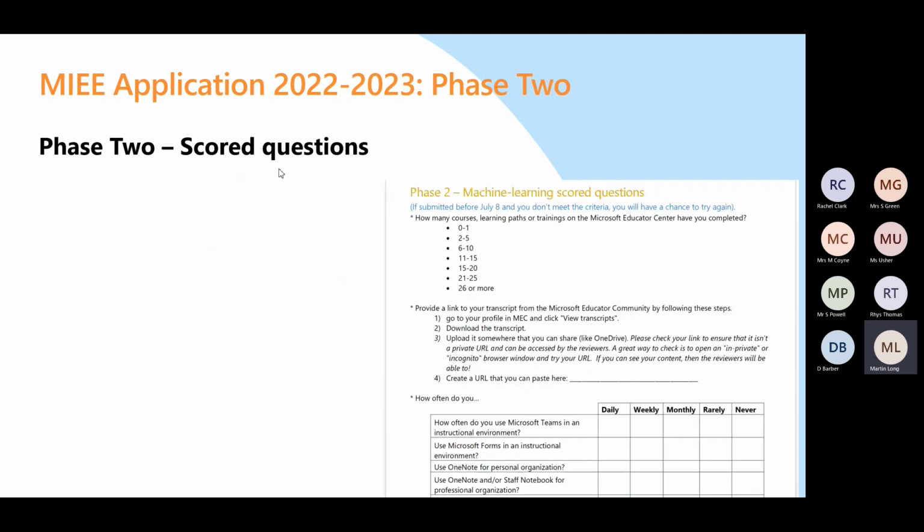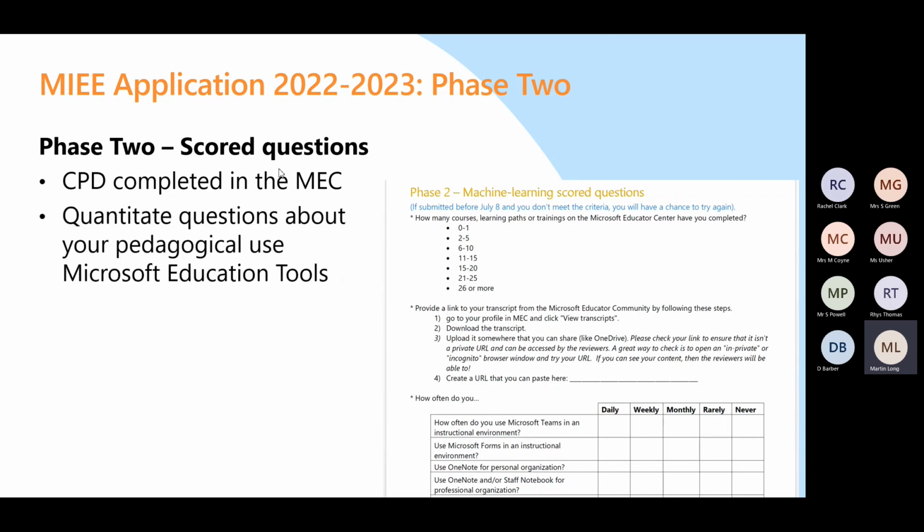Then phase two has those scored questions, and you can see the scoring at the top of phase two in the screenshot that I've got there. We will look at a real example of that form. You need to emphasize the CPD you've already completed on Microsoft Learn, as it will be by that time. It's very much quantitative questions, and they'll be looking at how you are using Microsoft Education tools. It will ask you about the range of applications you're using in Office 365, but in the wider M365.